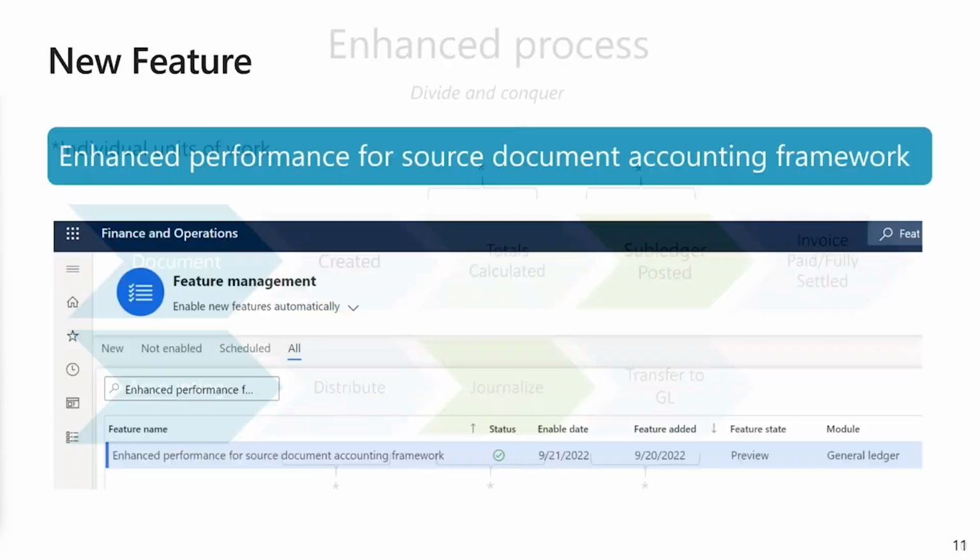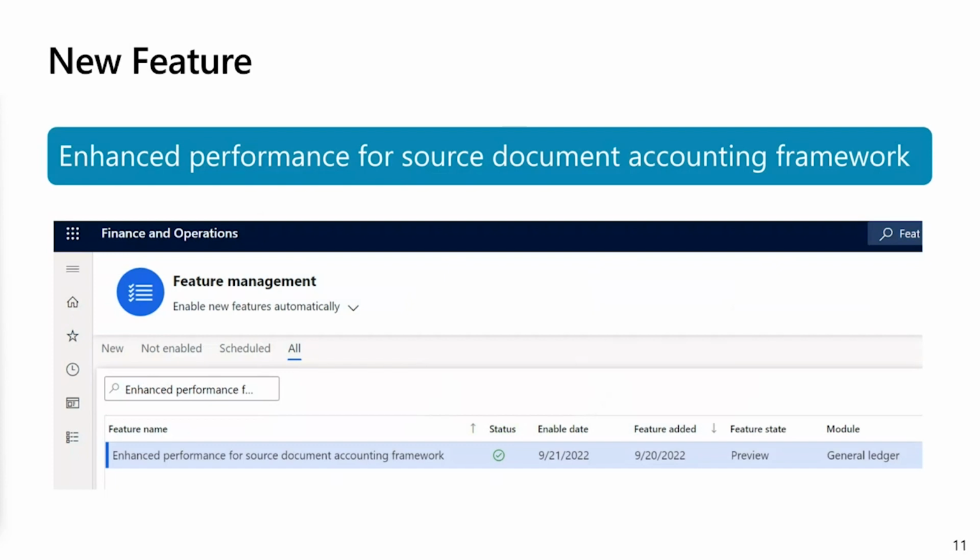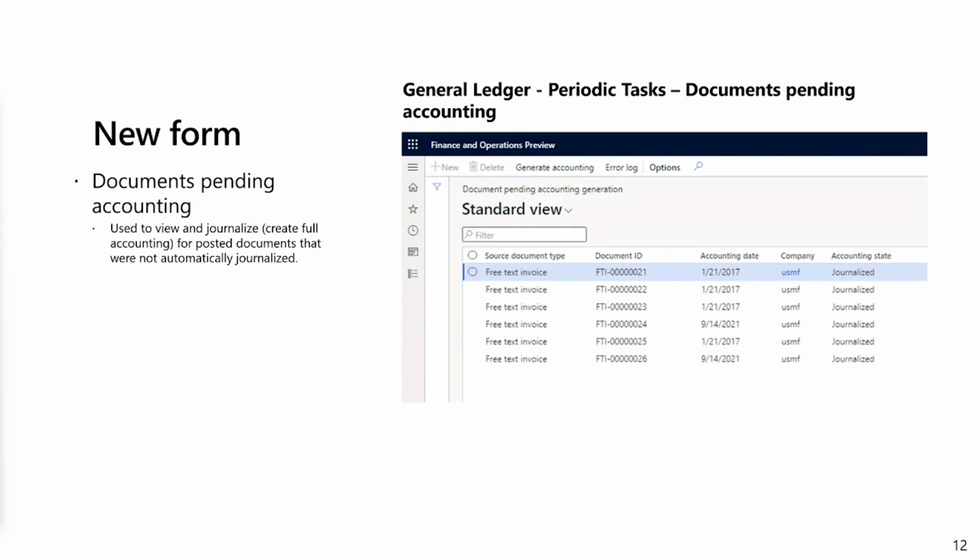It's one of the new forms that's being delivered. So actually, before we get to that, I guess to see what this feature is, we'll look at this in the demo as well. This is the name of the feature that you'll see in feature management: the enhanced performance for source document accounting framework. And as also mentioned, we want to enable other documents besides just free text invoice, but this is our first one that we're going to tackle.